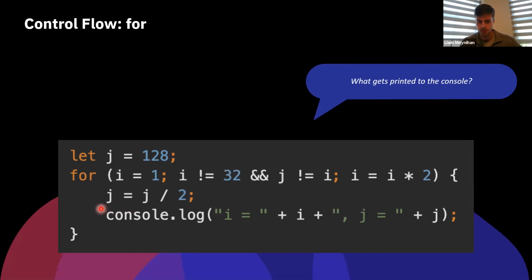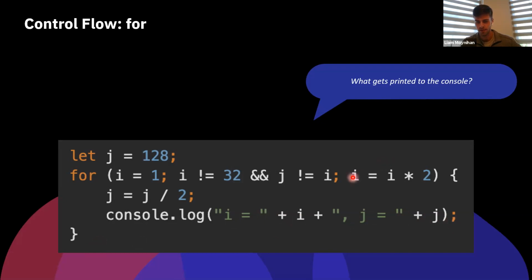J is still equal to 64. We divide it by 2. Now j is 32. So the second thing that's going to be printed is I equals 2 and j equals 32. Loop ends, action happens, I is now 4. J gets cut in half again, so now it's 16. Our condition is still true because I is not equal to 32 and j is not equal to I. So we're going to print out I is equal to 4, j is equal to 16.